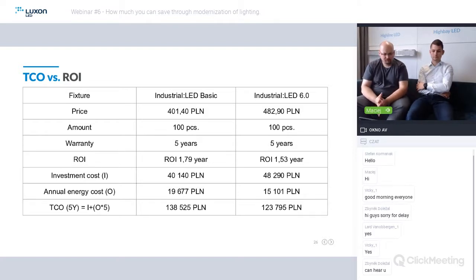So now let's talk about the information about the TCO. Again, previous example of calculation: industrial LED basic series and industrial LED 6.0. One is cheaper with lower efficacy, the other is more expensive with premium efficacy. We have the same amount of warranty, the same amount of lamps. Now let's compare this. Both of these have very attractive ROI.